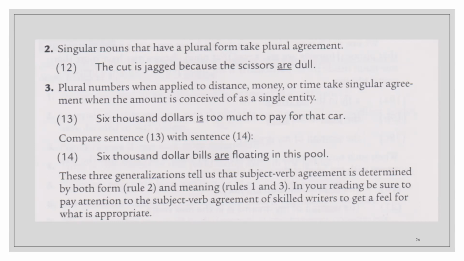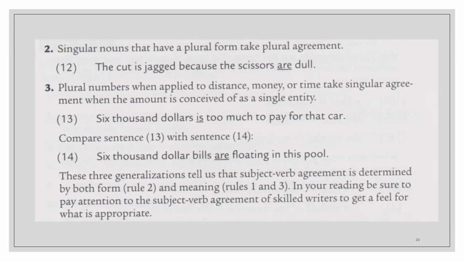I say $6,000 is, because I'm not talking about the $6,000 as a group of money, right? A group of plural dollars. $6,000 is referring to the price or the cost of the car. So I conceive of that plural noun as a single unit. If I was using a pronoun, the pronoun would be it, right? It is too much to pay for that car, or that is too much to pay. I would never say those are too much to pay for the car.